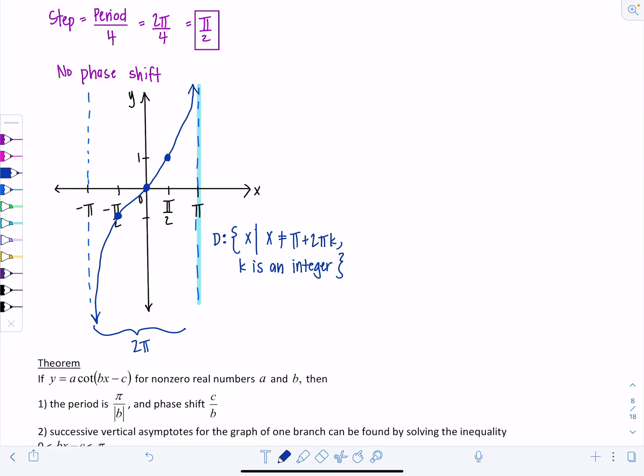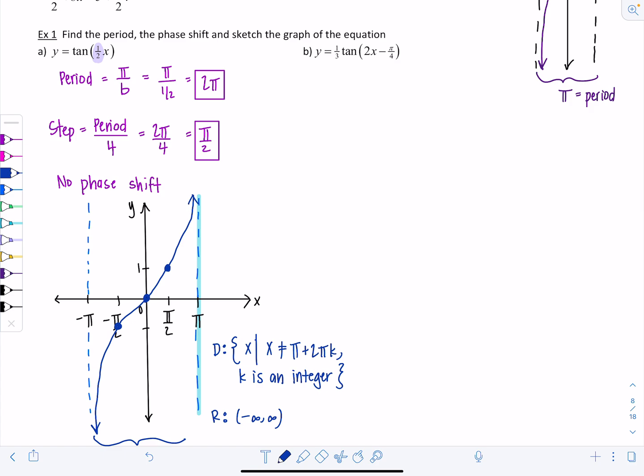Now, as far as the range, what are all the y values that the graph can take on? Notice it goes down forever on the left, up forever on the right. So the range is all real numbers, negative infinity to infinity. Or you could write all real numbers. It's up to you. Okay, the domain is tricky. It's going to take a little bit of practice, but you guys will get there.